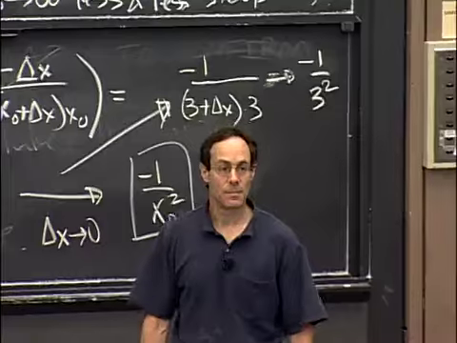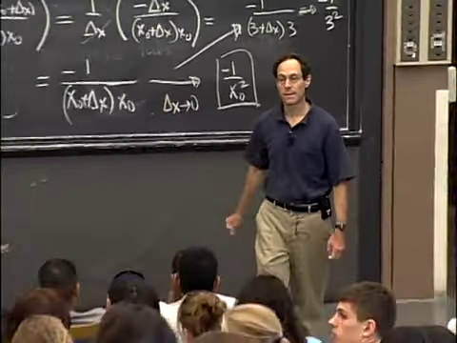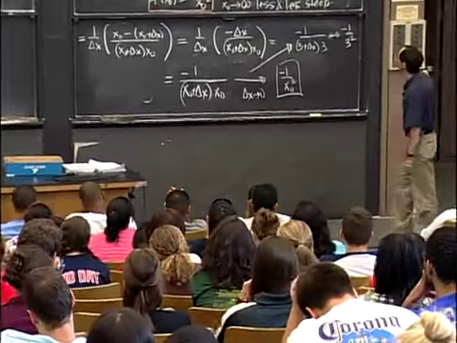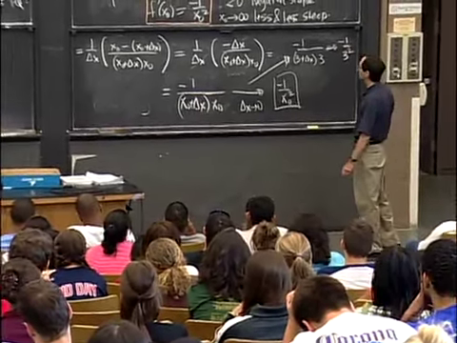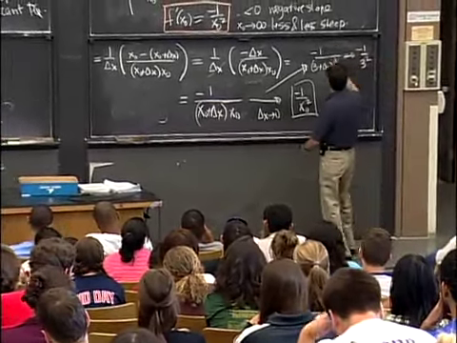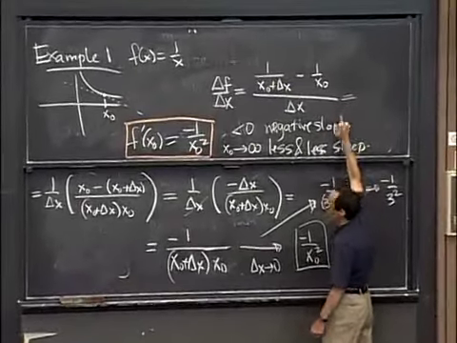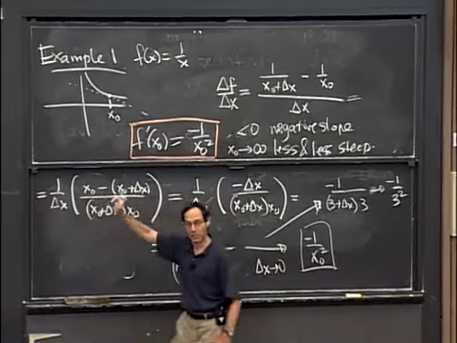Other questions? Yes? How did you simplify it from delta f over delta x? How do you simplify it from your new equation to when you have 1 over delta x factored out? So the question is, what happened between this step and this step, right? Explain this step here. All right?